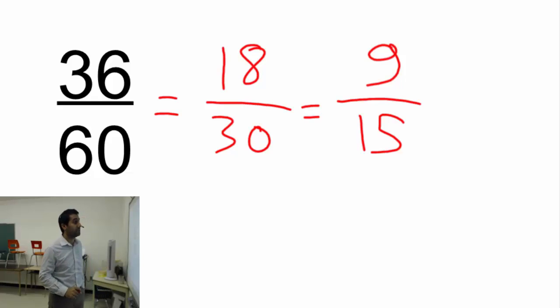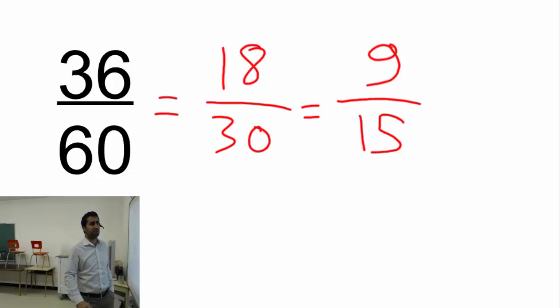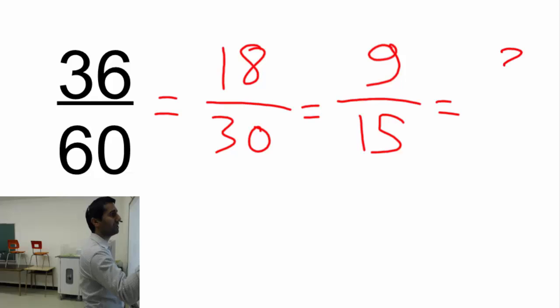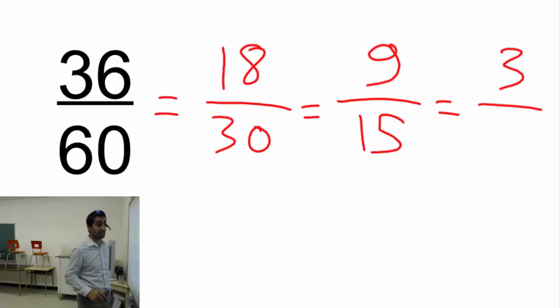How about 3? 3 is a number that divides both of them actually. So, let's divide by 3. If you divide 9 by 3, you're going to get 3. If you divide 15 by 3, you're going to get 5. That's the lowest term we calculated just minutes ago. 3 divided by 5 is the lowest term of 36 divided by 60.